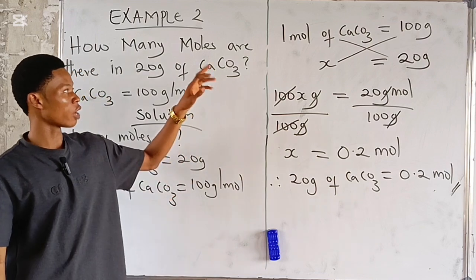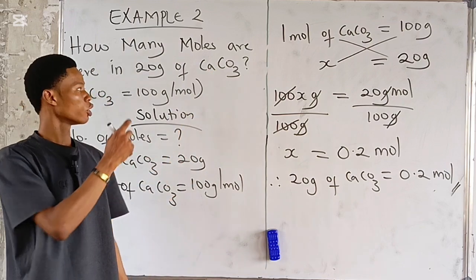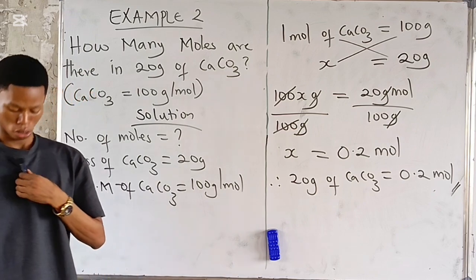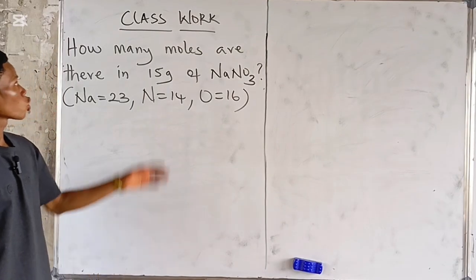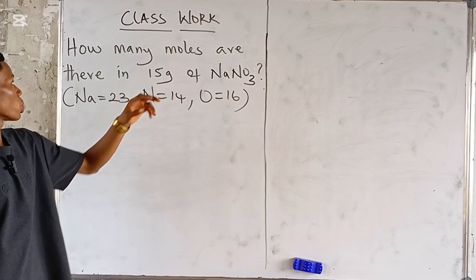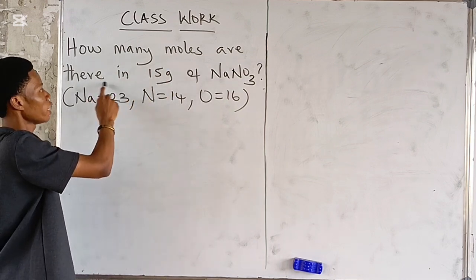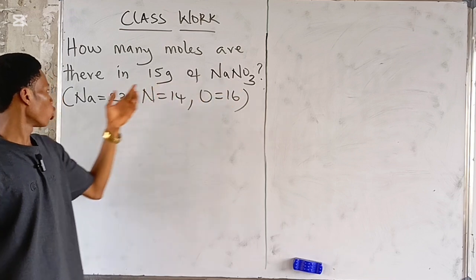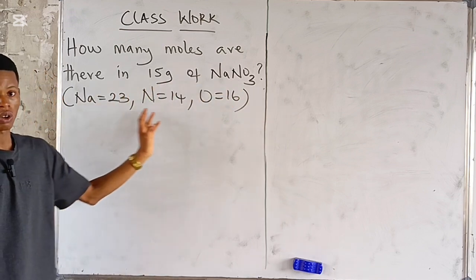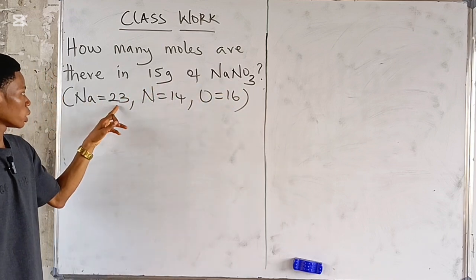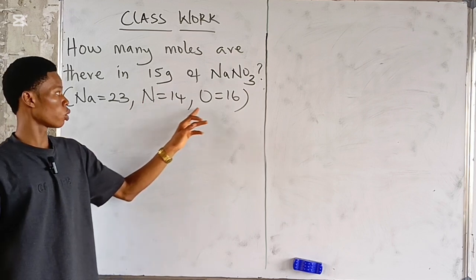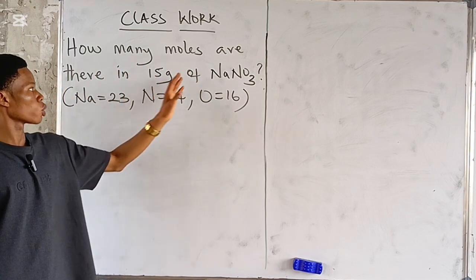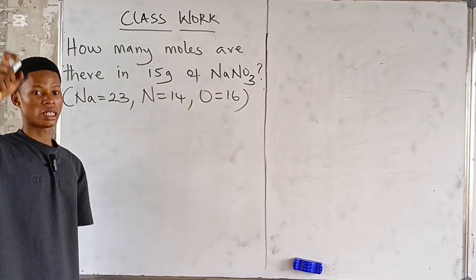Alright, I'll be leaving another question for you to try on the board. So try it and drop the answer in the comment section. How many moles are there in 15 grams of sodium trioxonitrate? And you're already given the relative atomic masses of the individual elements. Sodium as 23, nitrogen as 14, and oxygen as 16. So you have to calculate the number of moles in 15 grams of this. Drop your answer right there.